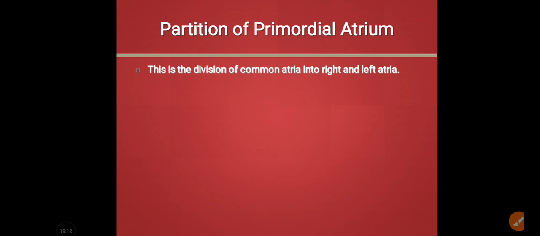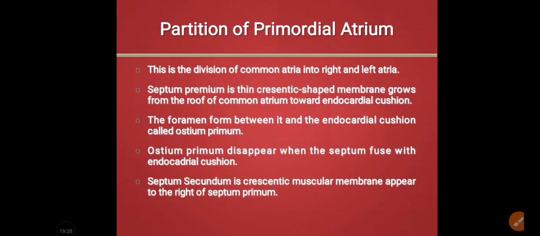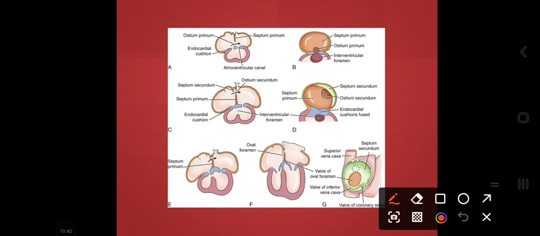During the fourth week of development, the septa start to appear between the right and left atria. First, a concentric fold appears from the roof of the atria, known as septum primum. So, what is the septum primum? Septum primum is a concentric fold developed from the roof of the atria.